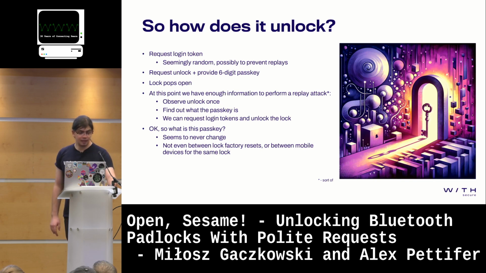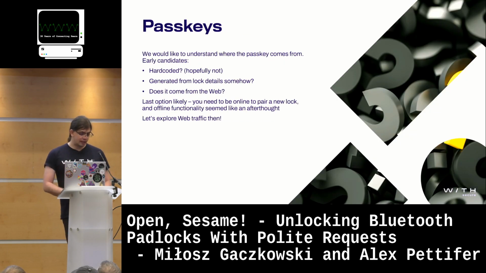How do we find a passkey? It seems to never change. We've factory reset these locks, we've linked them up with multiple mobile devices. It keeps being the same. So if it was 1, 2, 3, 4, 5, 6, it will forever be 1, 2, 3, 4, 5, 6. However, the phone and the application somehow know what that code is for each lock. So how does it get it?